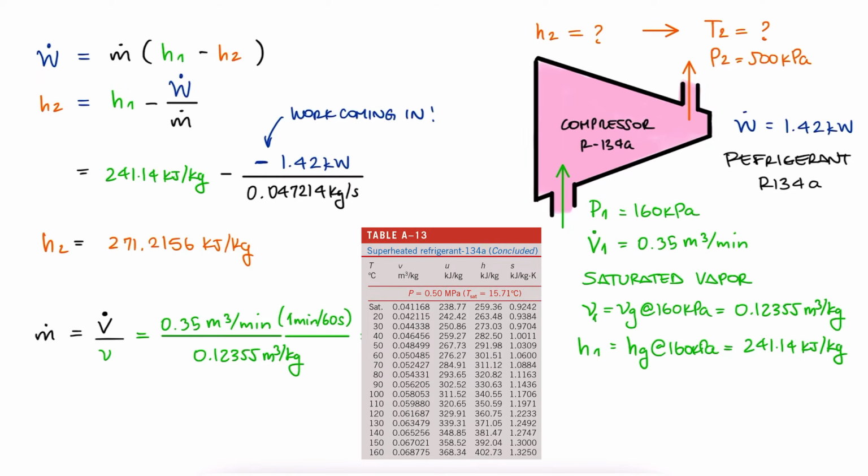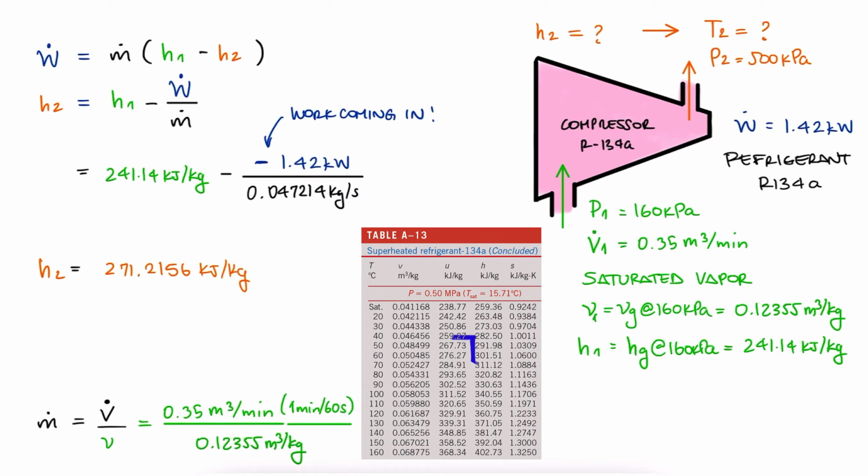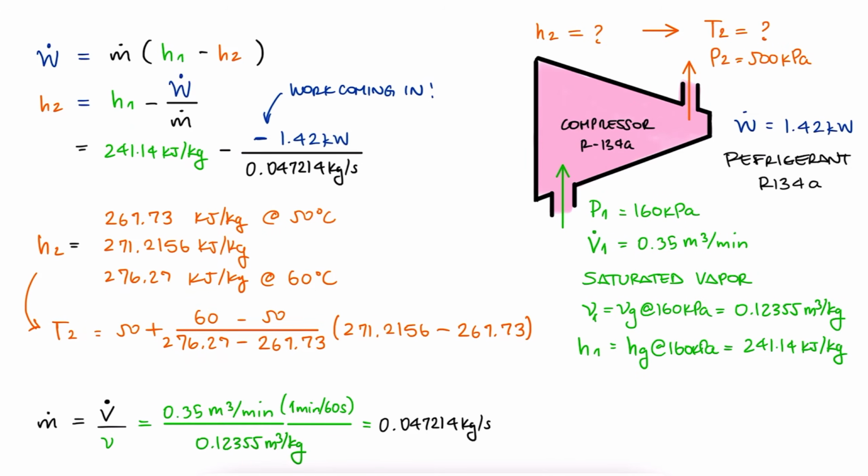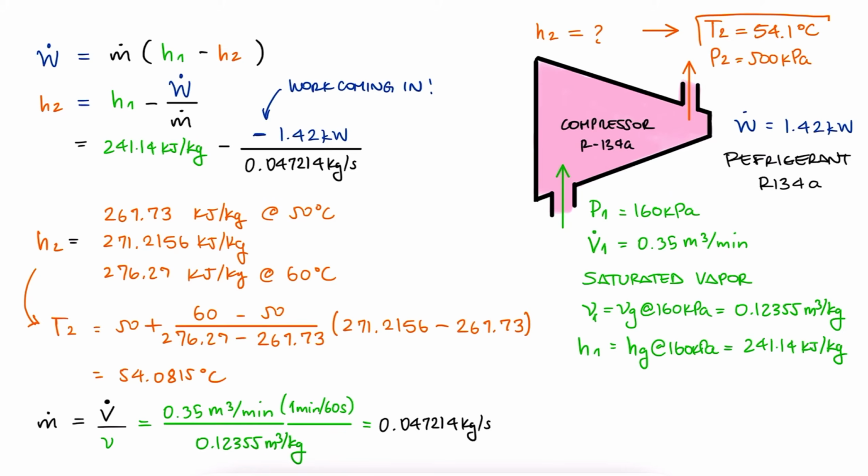To do this, we need to interpolate. We see that 271 is between 267.73 and 276.27, which correspond to 50 and 60 degrees Celsius. We do a simple interpolation, and check the interpolation examples linked below if you forgot how to do this, and find that the temperature is 54 degrees Celsius.